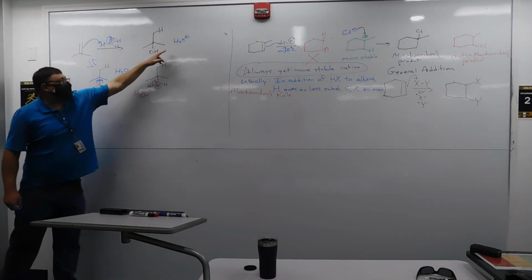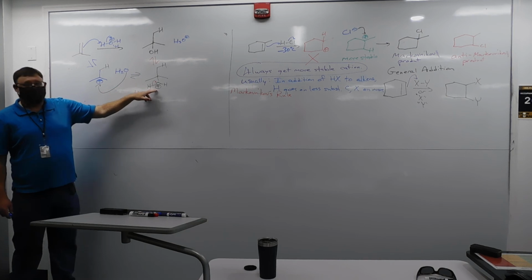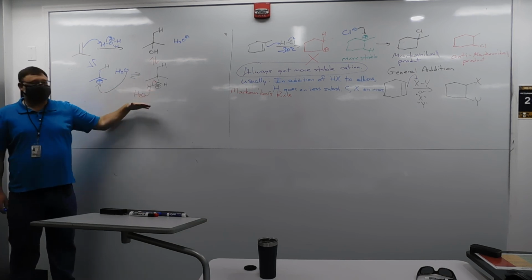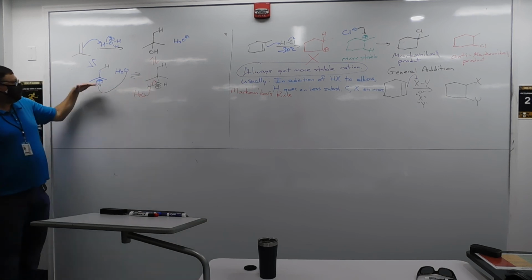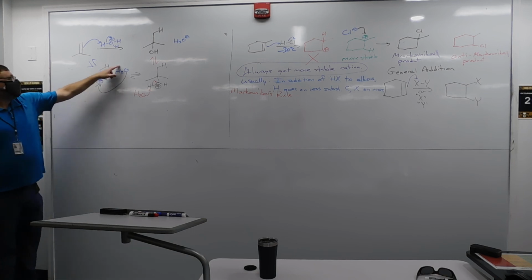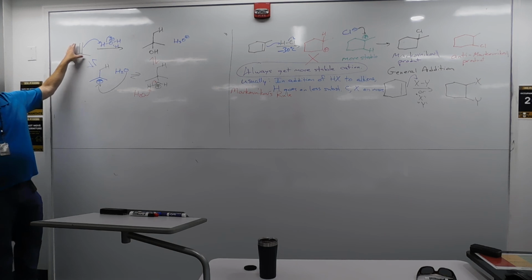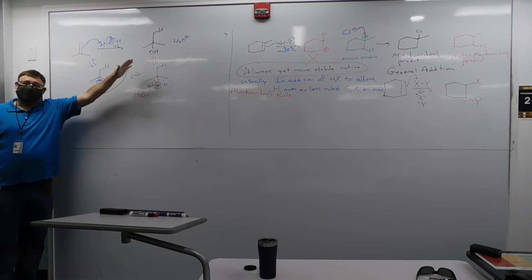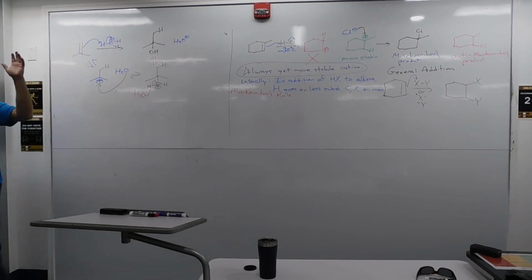So your acid protonates the OH, we get water bonded to a carbon. Now that water is a leaving group, it pops off, we get a carbocation and water. The water would take this proton and generate an alkene. Okay, so the acid catalyzed hydration reaction is the reverse of the acid catalyzed dehydration reaction.